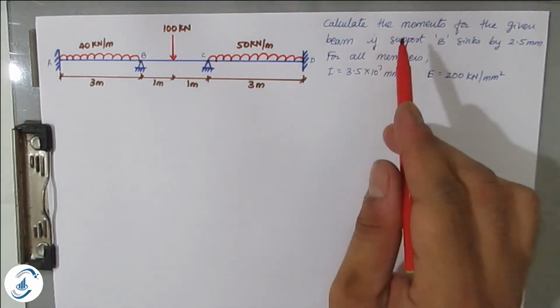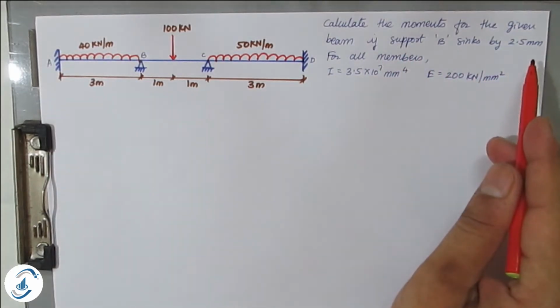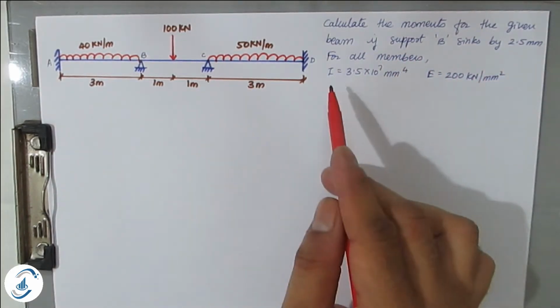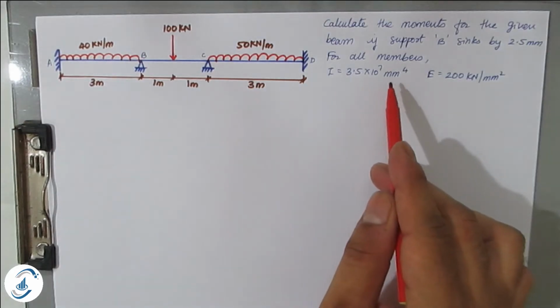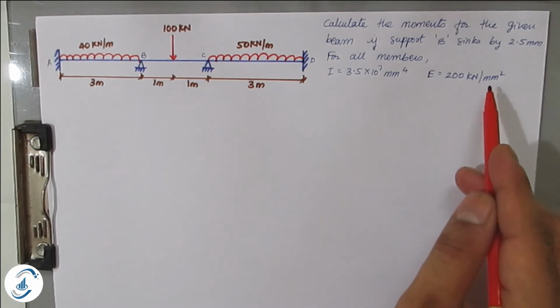So it says calculate the moments for the given beam if support B sinks by 2.5 mm and for all members I is equal to 3.5 into 10 raised to 7 mm raised to 4 and E is equal to 200 kilonewton per mm square.